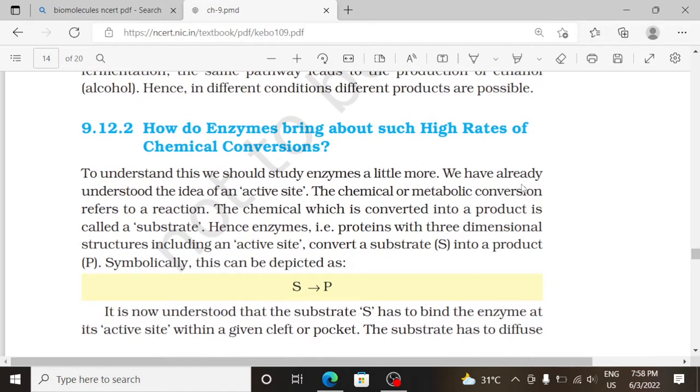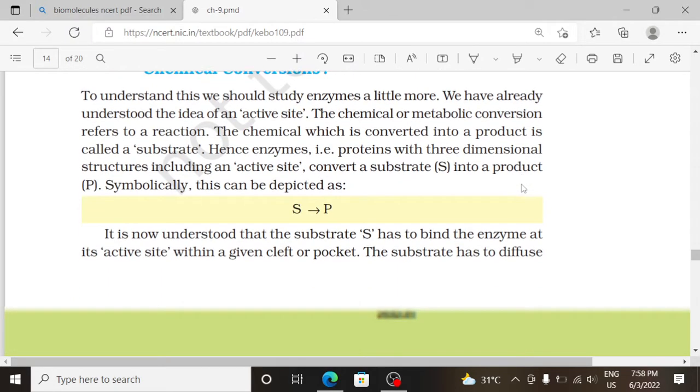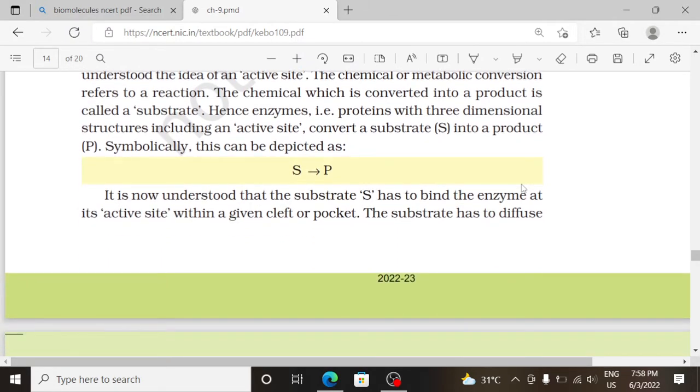Now, how do enzymes bring about such high rates of chemical conversions? To understand this, we should study enzymes a little more. We have already understood the idea of an active site. The chemical or metabolic conversion refers to a reaction. The chemical which is converted into a product is called a substrate. Hence, enzymes, that is proteins, with three-dimensional structures including an active site, convert a substrate into a product. Symbolically, this can be depicted as S gives P.